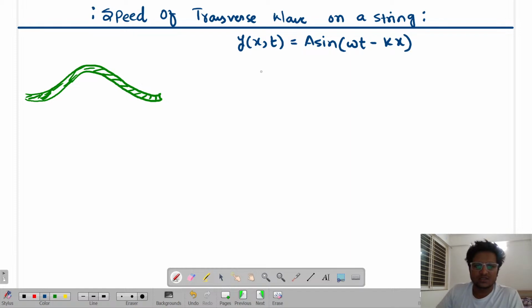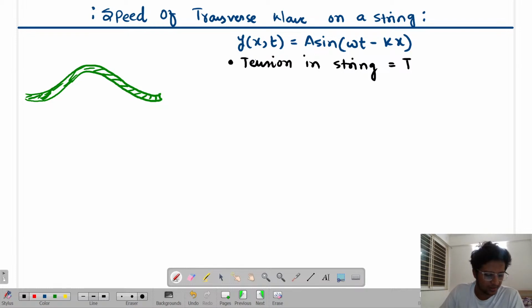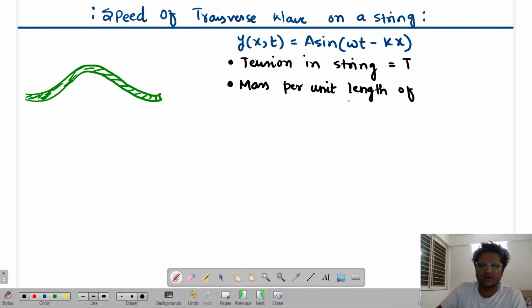See, let us just define some of the quantities first. If this is a stretched string, it will have some tension in the string. The tension in the string I'm writing as capital T, got it? And then the mass per unit length of the string I'm defining. Why mass per unit length? Because we do not know how much mass will be present, how much the length itself is. So we are defining the mass per unit length of the string, which is given as mu. Are you able to get me or not?